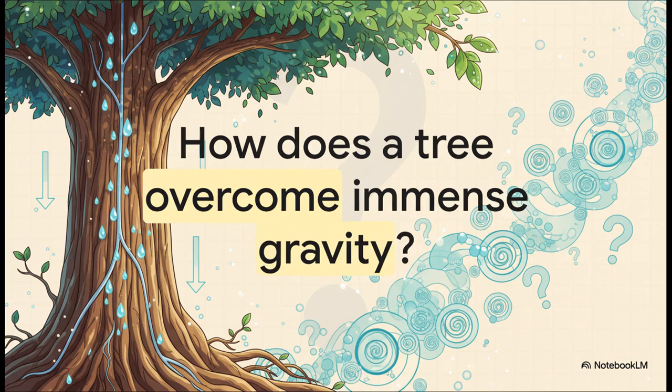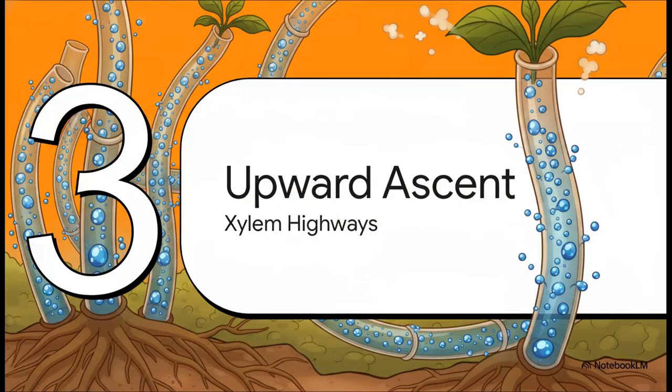Okay, so now that the water is finally inside the central cylinder, it faces a monumental vertical climb. And this brings up a fascinating physiological question. How on earth does it overcome that gravitational potential we talked about earlier, especially in trees towering hundreds of feet in the air?